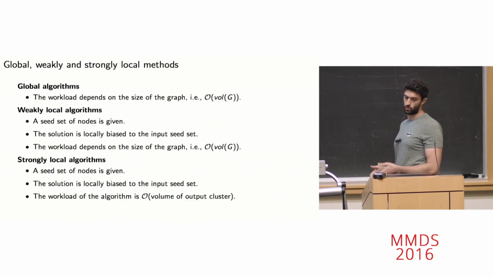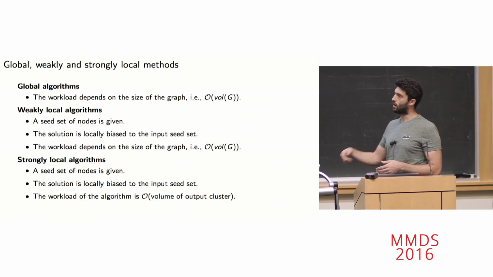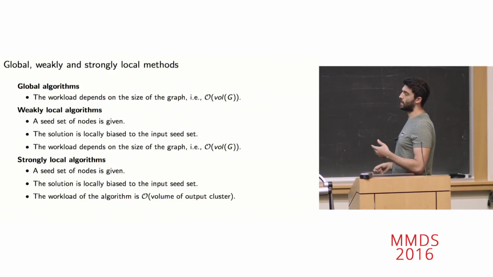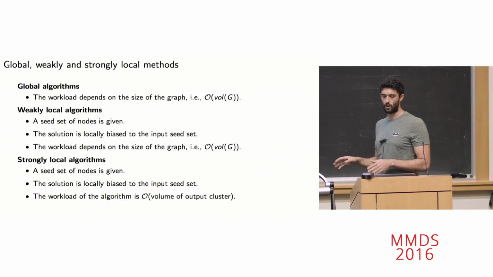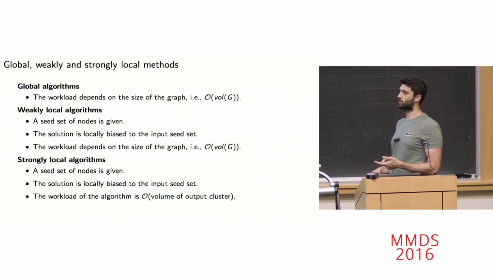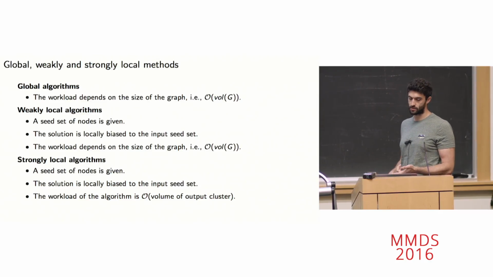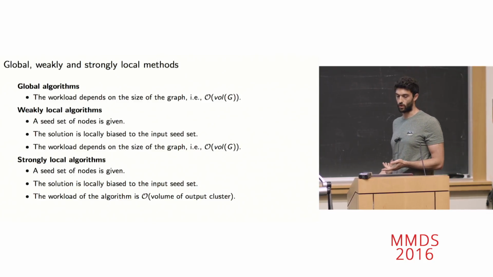Global algorithms try to capture the large-scale structure of the graph, and the running time depends on the size of the whole graph, right? So we touch the whole graph there. And there are weakly local algorithms, where, given a seed set, I'm trying to recover a solution that is locally biased, but the running time again depends on the volume of the whole graph.